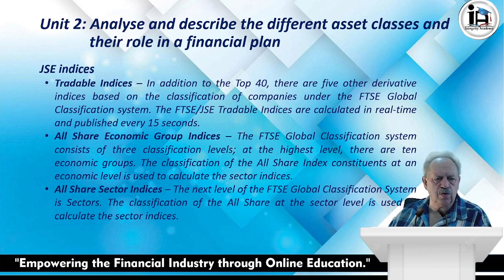Then you get your all-share economic group indices. The FTSE Global Classification System consists of 3 classification levels. At the highest level, there are 10 economic groups. The classification of the all-share index constituents at an economic level is used to calculate the sector indices.